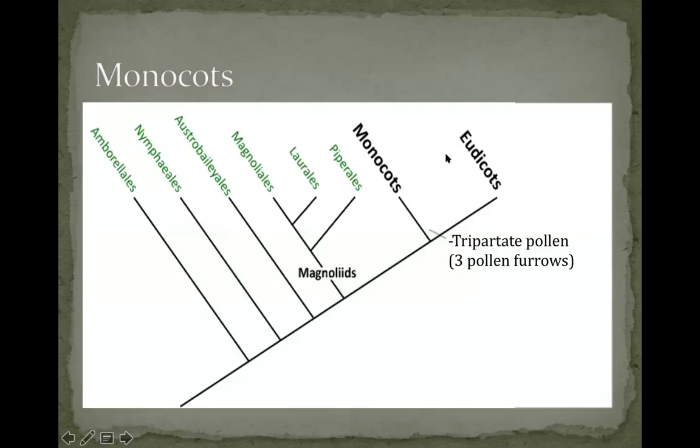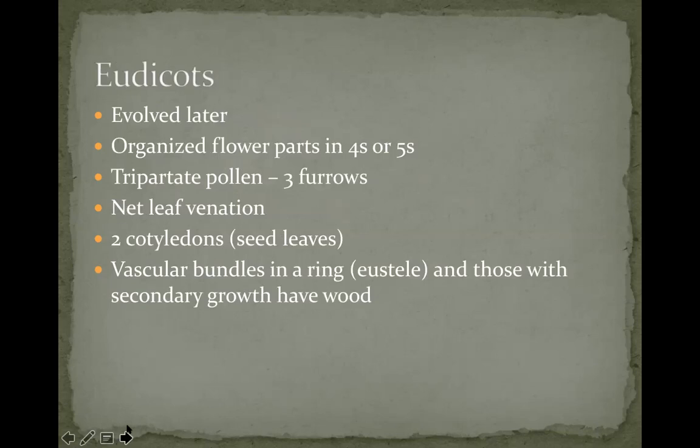Okay, and then for the eudicots, one characteristic that unites the dicotyledons is that their pollen has 3 pores rather than 1. So with the monocots, the characteristic that united them is that they all had one pore in their pollen grain. Again, with eudicots, they have 3. So the eudicots evolved much later. This is the more derived group in the plant phylogeny. Their flower parts are organized in either 4s or 5s, whereas monocots were in 3s.